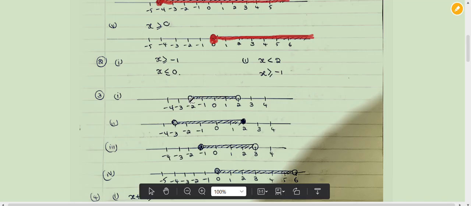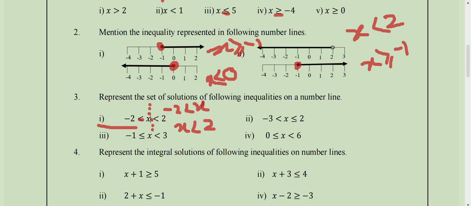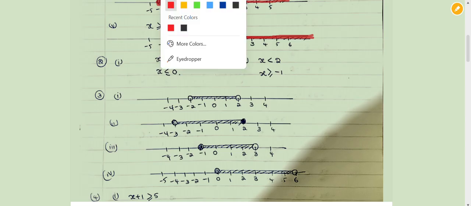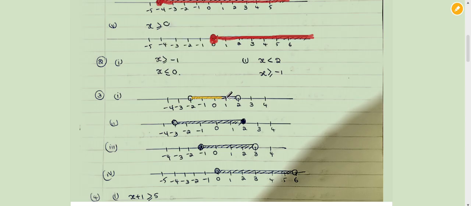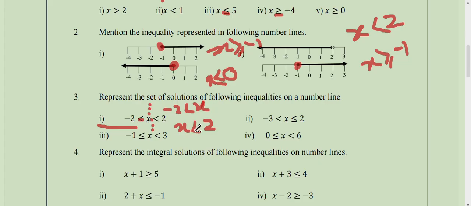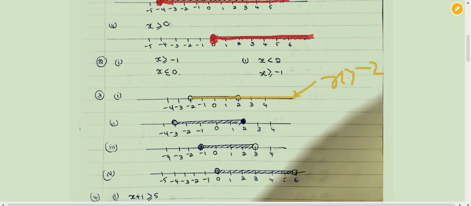Firstly, x is greater than minus 2, so this side I color. And secondly, x is less than positive 2. So where is positive 2? Here, and x is less than 2, right? Less than means this side is decreasing. Okay, so you should shade this line.